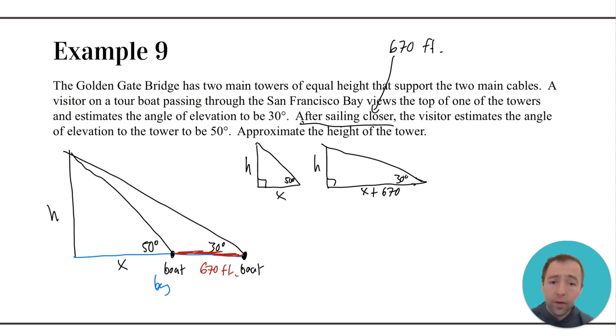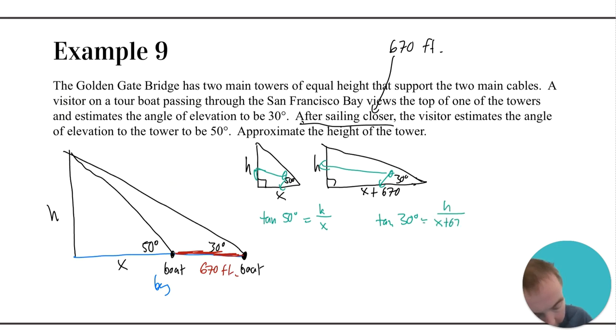So within both of these triangles, when you reference either the 50-degree angle or the 30-degree angle, you'll have the opposite side be the height of the tower, and then the other sides that are labeled with x or x plus 670 are the adjacent sides. So opposite and adjacent could be used in a tangent ratio. So for the first triangle, the tangent of 50 degrees would be the opposite over the adjacent. And then in the other one, the tangent of 30 degrees is equal to the opposite over adjacent, like this.